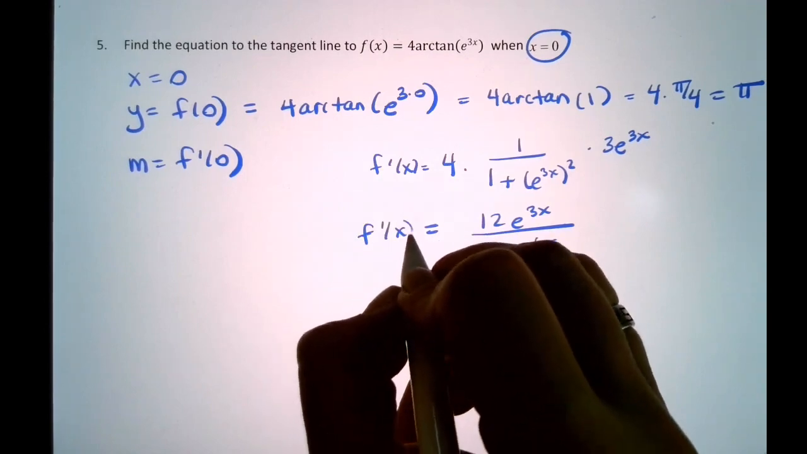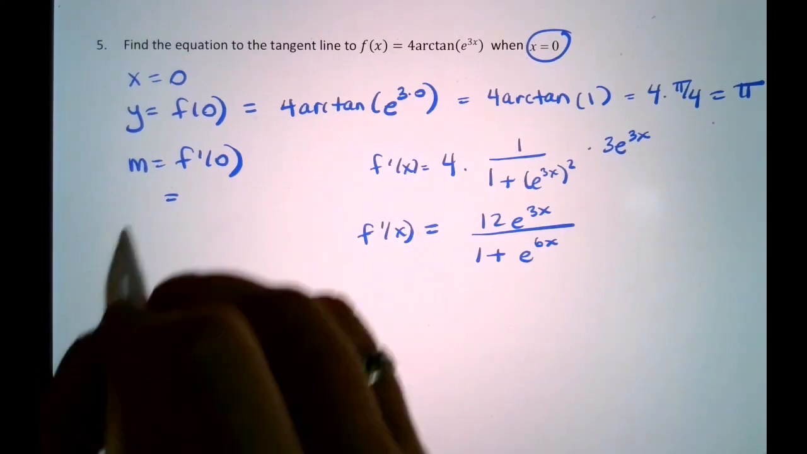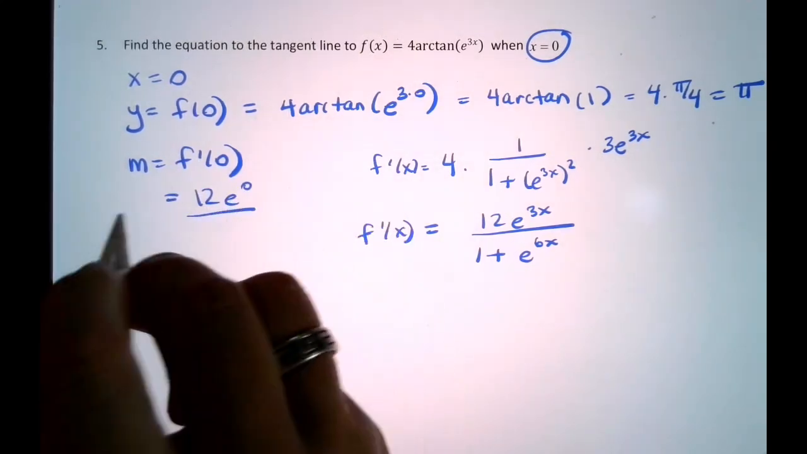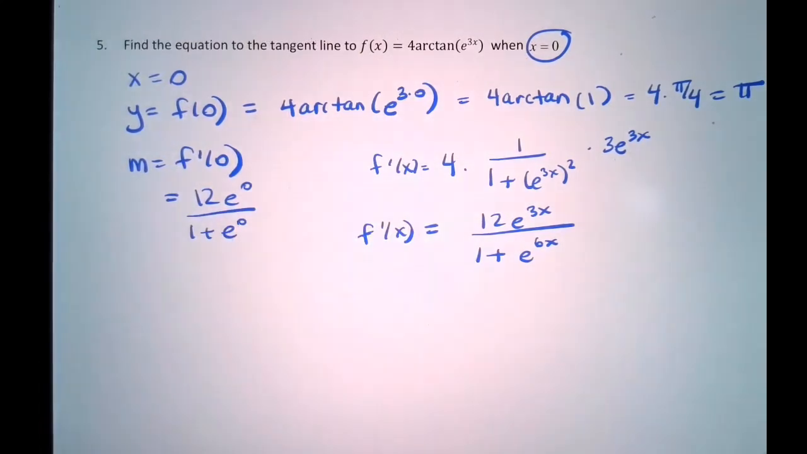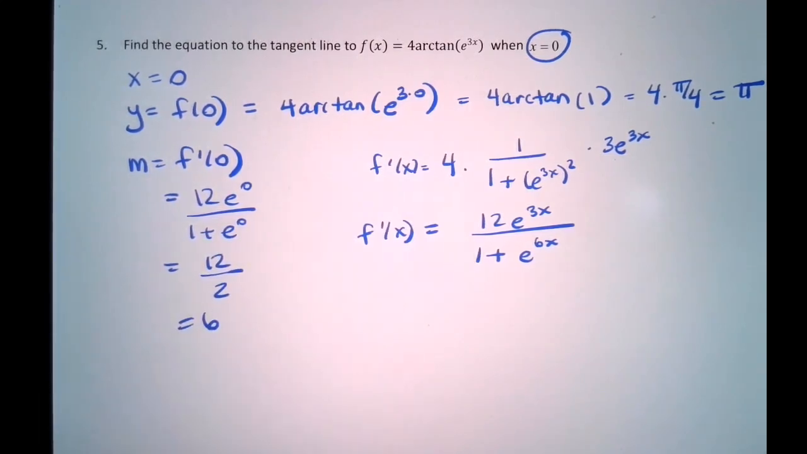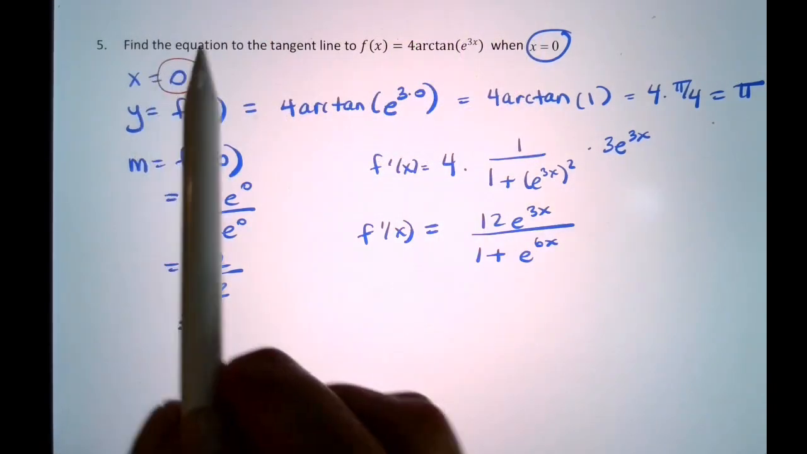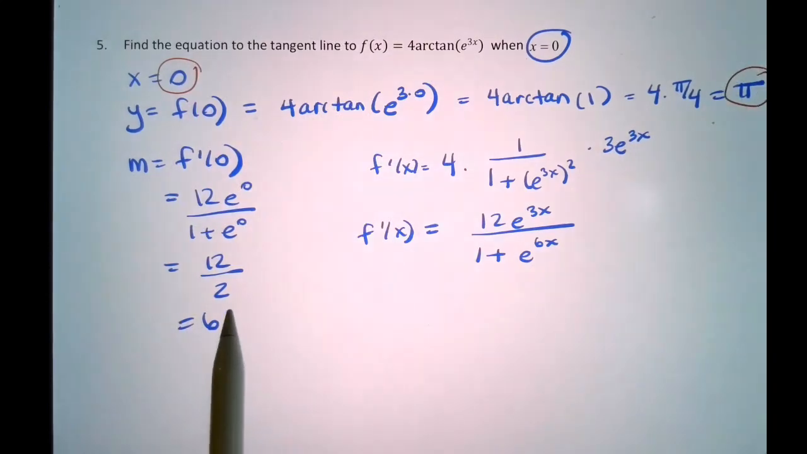I want f prime of 0, right? So that means I'm going to plug a 0 in. What is that? 12 times e to the 0 over 1 plus e to the 0, otherwise known as 12 over 2, which is 6. You have all the little nuggets of information that you need to write the equation of the tangent line. You have the x value, the y value, and the slope. Let's do it.